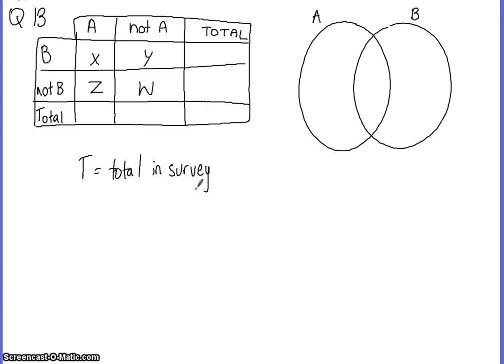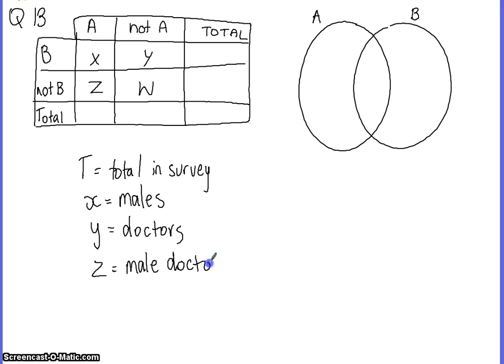The number of males in the survey is X. Notice that I'm just jotting down the information. And the number of doctors is Y. The number of doctors that are male is Z. Male doctors. Write algebraic expressions for the following using any of the variables.